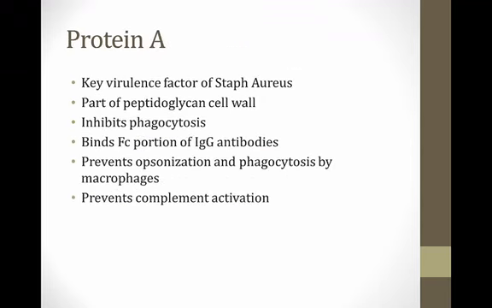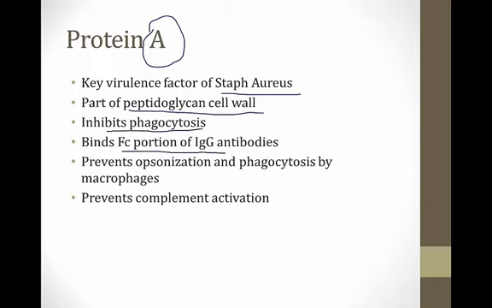Protein A is a key virulence factor for Staph aureus, and you can just think of this A in protein A as standing for aureus, for Staph aureus. It's part of the peptidoglycan cell wall of Staph aureus. What protein A does to help the bacteria invade the body is inhibit phagocytosis. The way it does this is by binding the Fc portion of IgG antibodies.